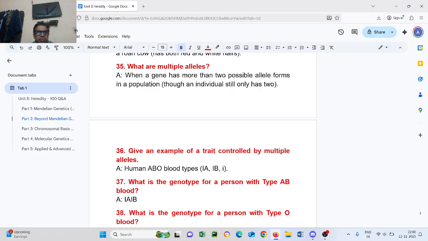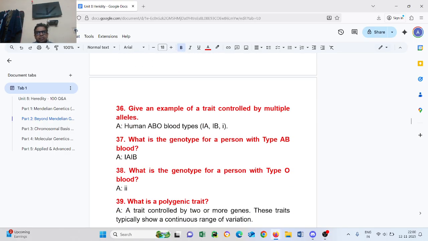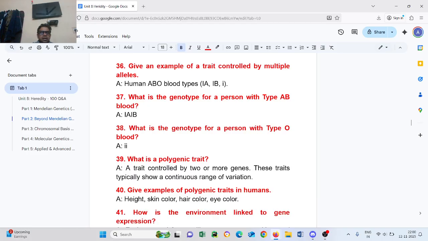What is the genotype for a person with type AB blood? What is the genotype for a person with type O blood? What is a polygenic trait? A trait controlled by two or more genes.